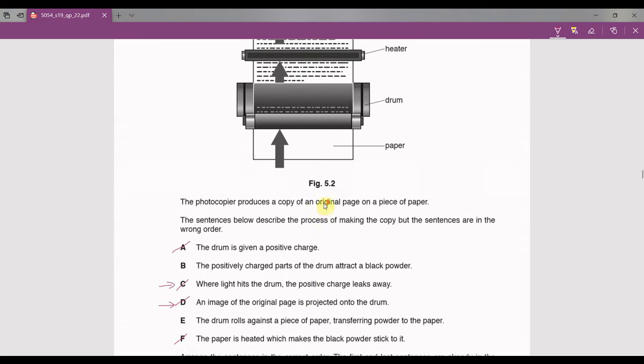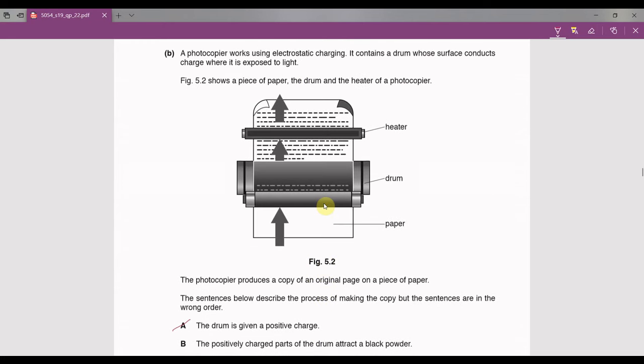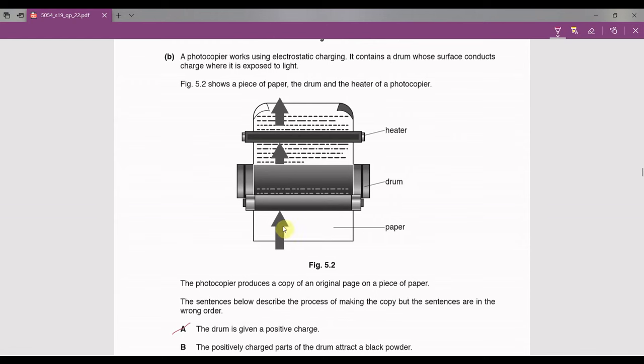So just a little memorization of how it works. You're going to project your original image onto the drum. So you place your paper onto the drum, and on your original image some parts are colored or darker in color, and because the page is white, some parts are very bright. Now the bright parts reflect the light very well, and the darker parts absorb the light.